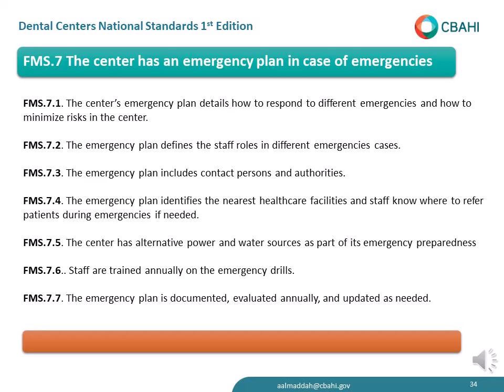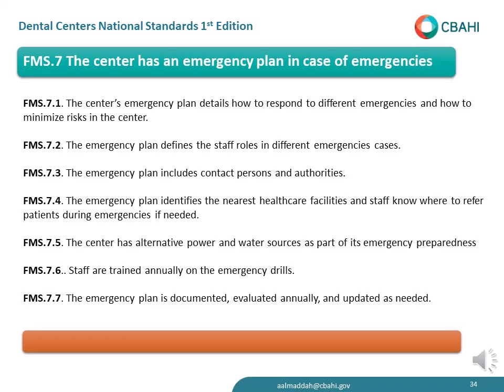7.3, the emergency plan includes contact persons and authorities. Emergencies happen at all times, so you need to be prepared to call people if it happens after working hours, at night, or in the different shifts. So you have to be prepared with the contact persons and authorities.